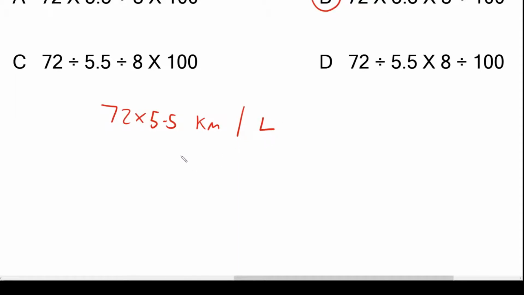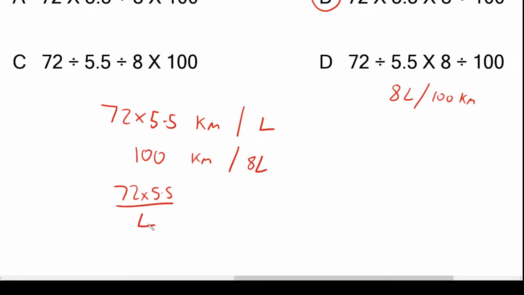Okay, but we know we're told that efficiency is 8 litres per 100 kilometres. The engine will use up 8 litres and your car will run 100 kilometres. So for 100 kilometres, you'll use 8 litres. All right? So we can use these ratios. We can say that 72 times 5.5 over some value of L, some amount of litres, is equal to 100 over 8.